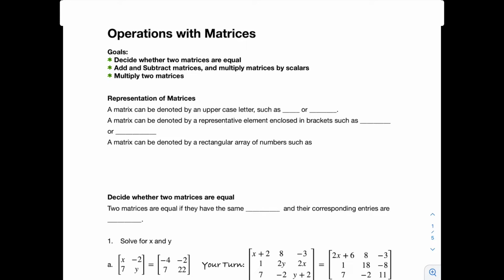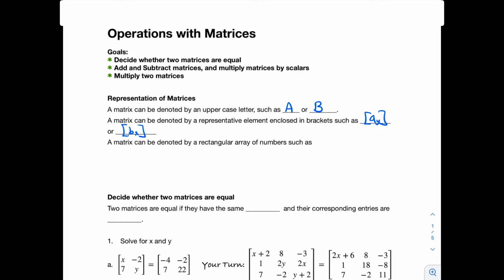Okay, and today we're going to learn how to do some operations with matrices. So this is adding more than one matrix together or working with matrices. So let's first learn that a matrix can be denoted by an uppercase letter, say uppercase A or uppercase B, or it can be denoted inside brackets by a lowercase a sub ij or a b sub ij.